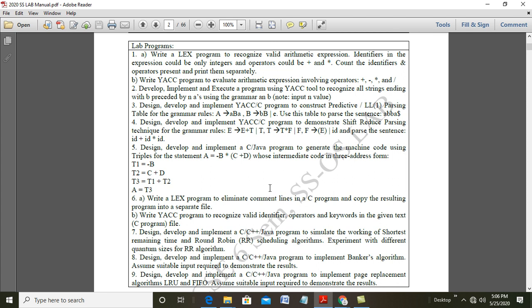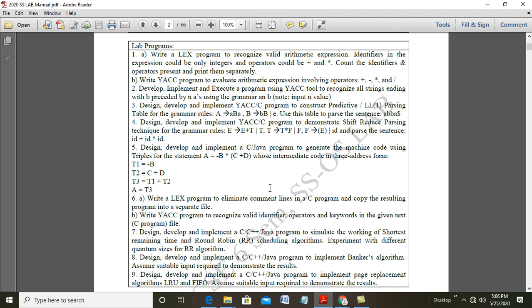And next we move on to the 7th program. So the 7th program is your operating system concept, right? On the operating system concept, again the user can implement with either C syntax, C++ syntax or Java syntax. And again it consists of 2 questions: one is the shortest remaining time, another is the round robin scheduling algorithm.